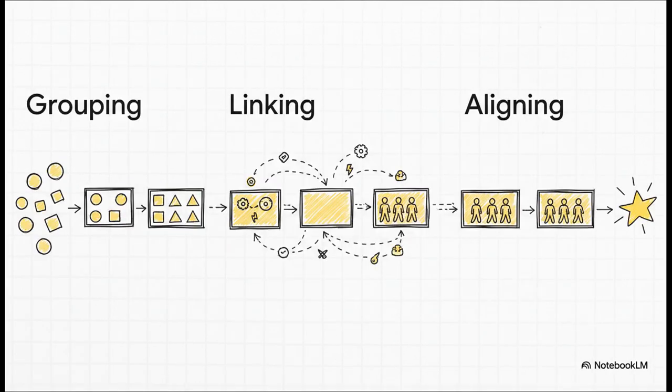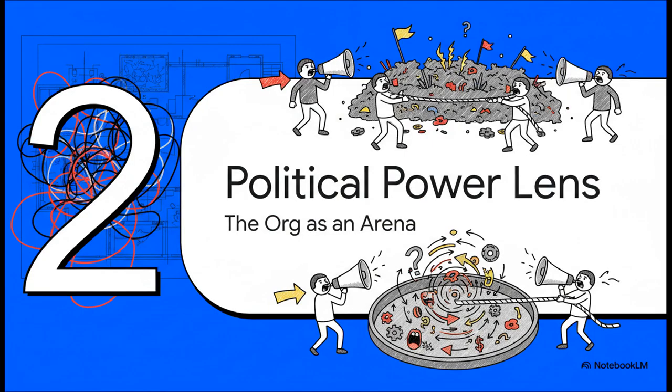And really, this boils down to three big design choices. First, you've got grouping. How do we actually divide up the work and put people into teams or departments? Second, linking. Okay, now how do we connect all those different groups so they can actually coordinate and talk to each other? And finally, aligning. How do we use things like rewards and incentives to make sure every single person is pulling in the same direction?